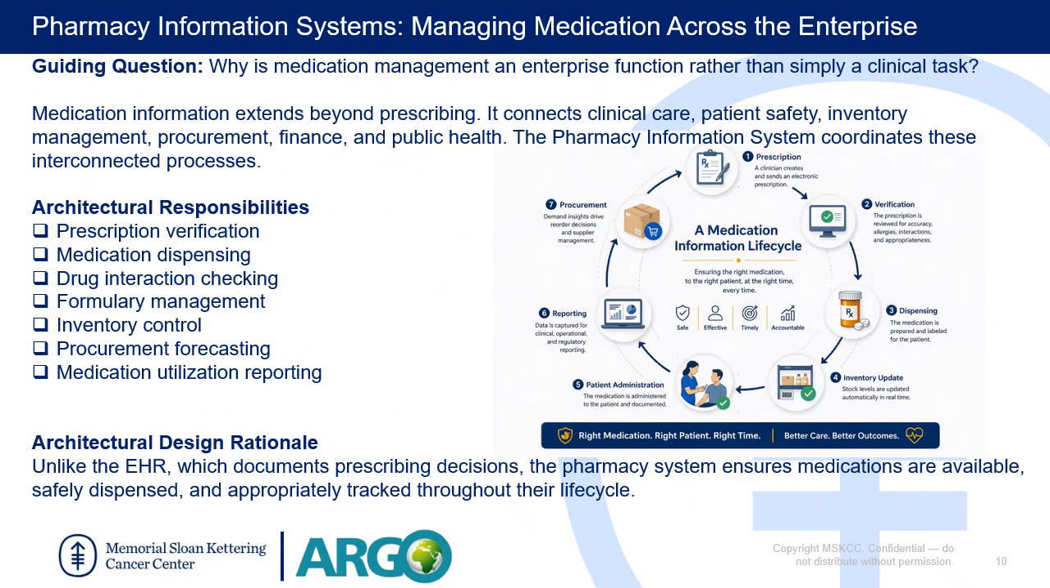The third component of our enterprise digital health system is the pharmacy information system, because this manages medications across the enterprise, right? And we have architectural responsibilities here, just like the last one. Because again, remember those four questions.